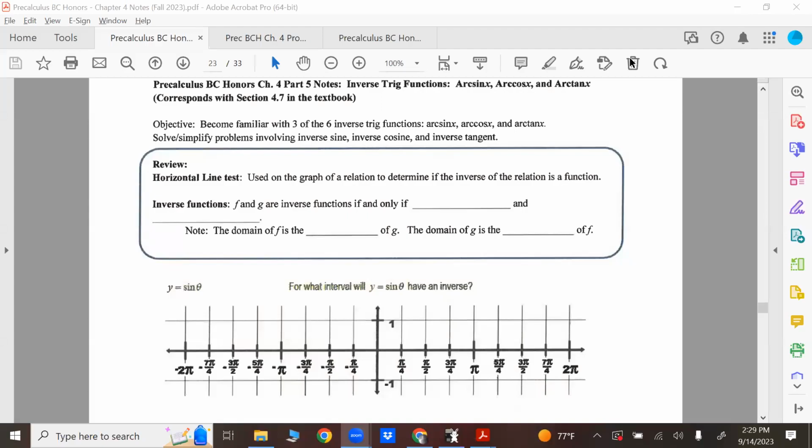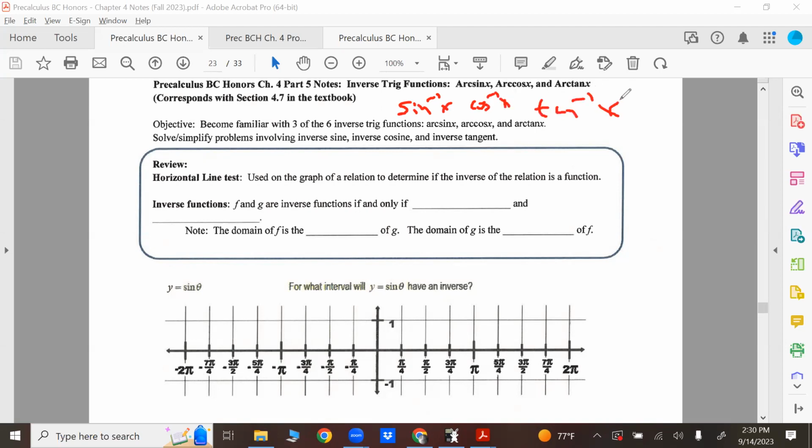Okay, so anyway, the objective. We want to become familiar with 3 of the 6 inverse trig functions. Now, this is kind of an old school way of writing it: arc sine, arc cosine, arc tan. Same thing as inverse sine, inverse cosine, and inverse tan.